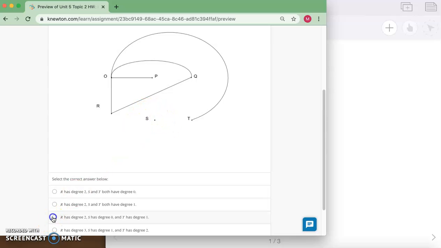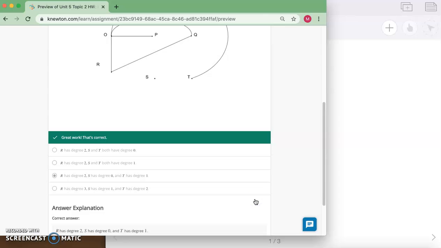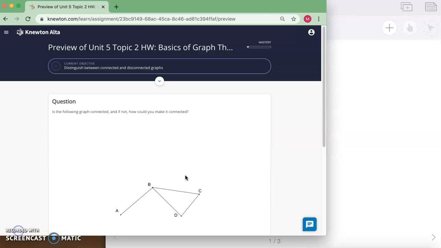So I already know that this is the answer because it's the only one. Oh wait, excuse me, T also has an option right here. So let's see, T has a degree of 1. So that gives us this one. So R has a degree of 2, S has a degree of 0, and T has a degree of 1. So let's take a look. Great work.